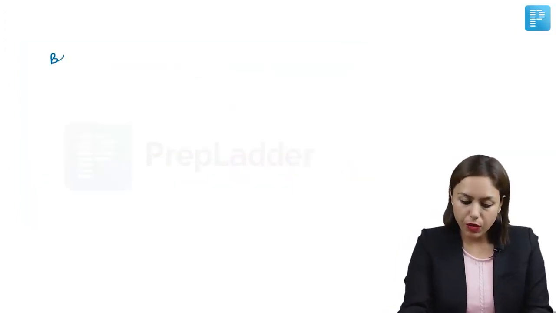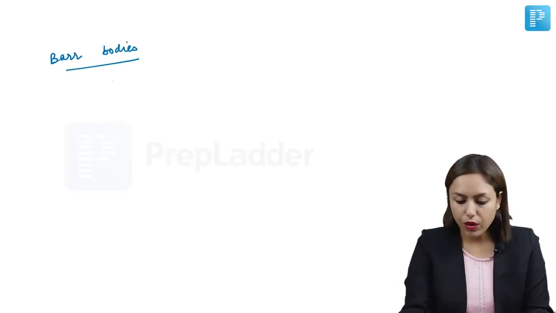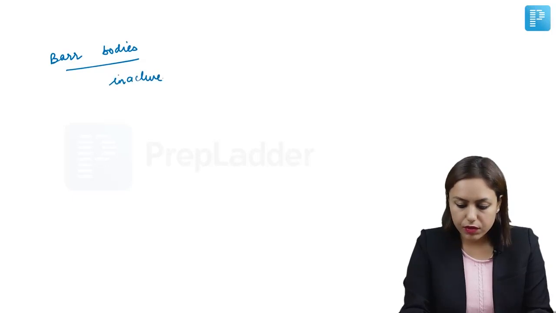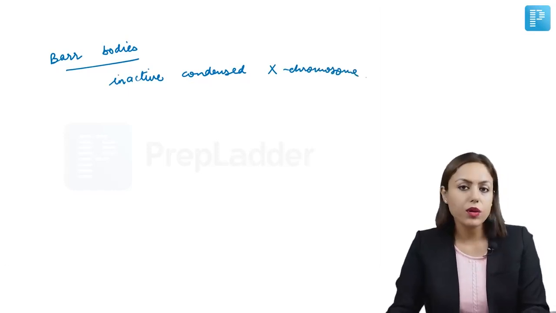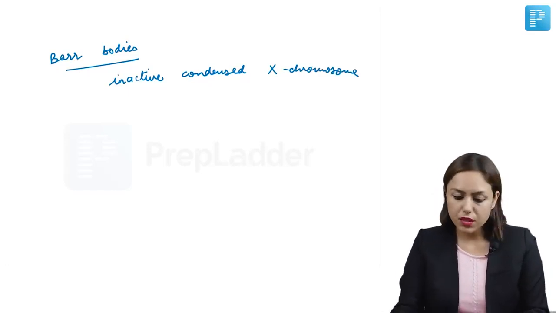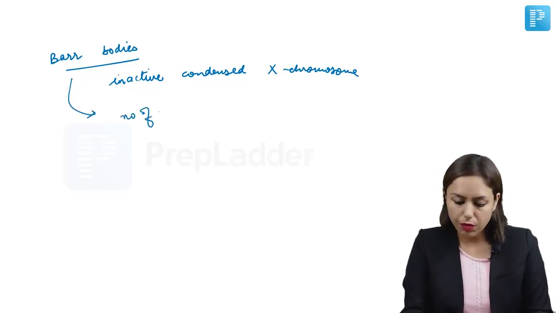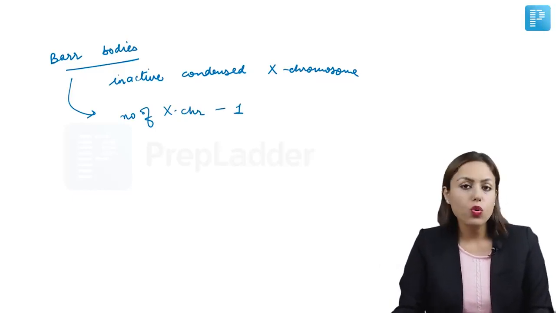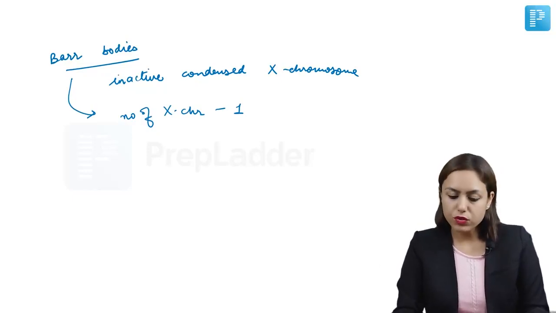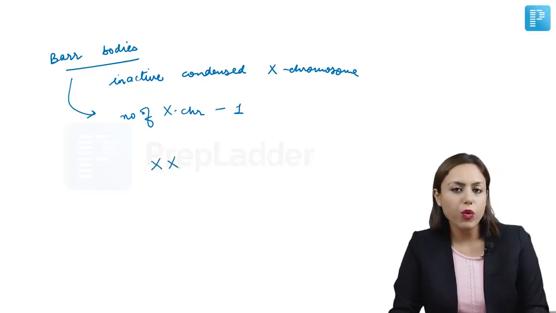Now what are bar bodies? Next topic, bar bodies. A bar body is the inactive condensed X chromosome. Now, how many bar bodies are present? The number of bar bodies is equal to the number of X chromosomes minus 1, one less than the X chromosomes. So in a normal female, 2 X chromosomes are present, so 1 bar body will be there.